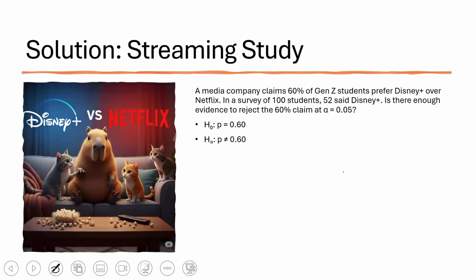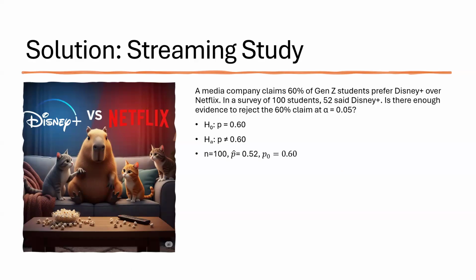All right, step 1, we're going to set up the hypotheses. We want to test the company's claim, so we define our hypotheses like this. The null hypothesis is that the proportion is 0.60. This means the true proportion of Disney Plus fans is 60%. And our alternative hypothesis is that it does not equal. So p does not equal 0.60. This means the actual proportion is different, could be higher or lower. So it's a two-tailed test.